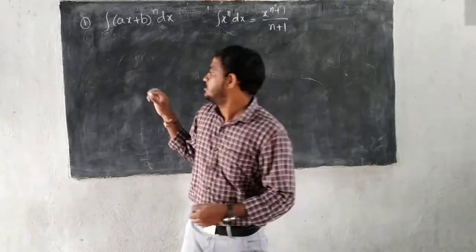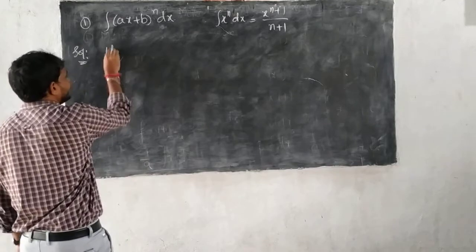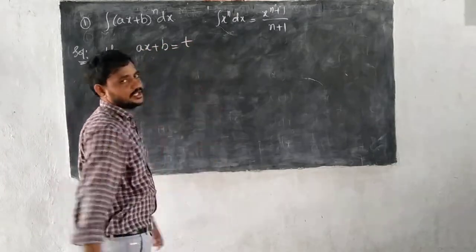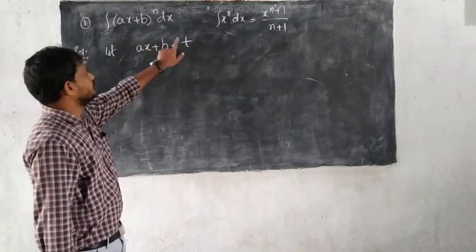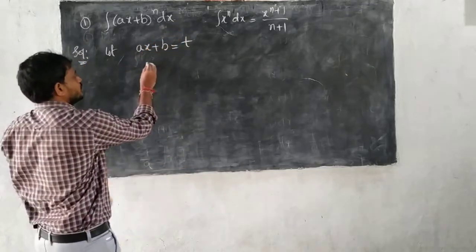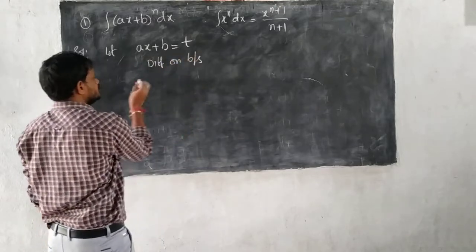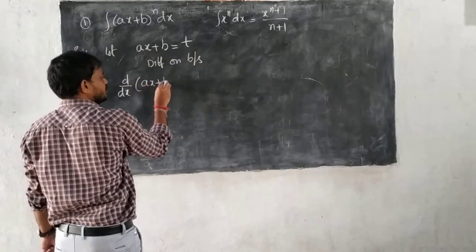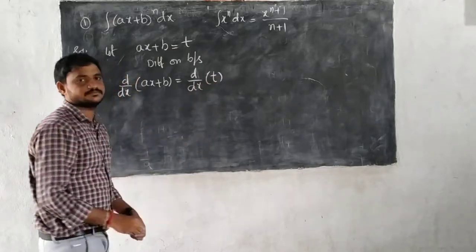To convert it into standard form, let ax plus b equal t. Then we have to find this dx value also. Then differentiate on both sides. So what do we get? d by dx of (ax plus b) is equal to d by dx of t.